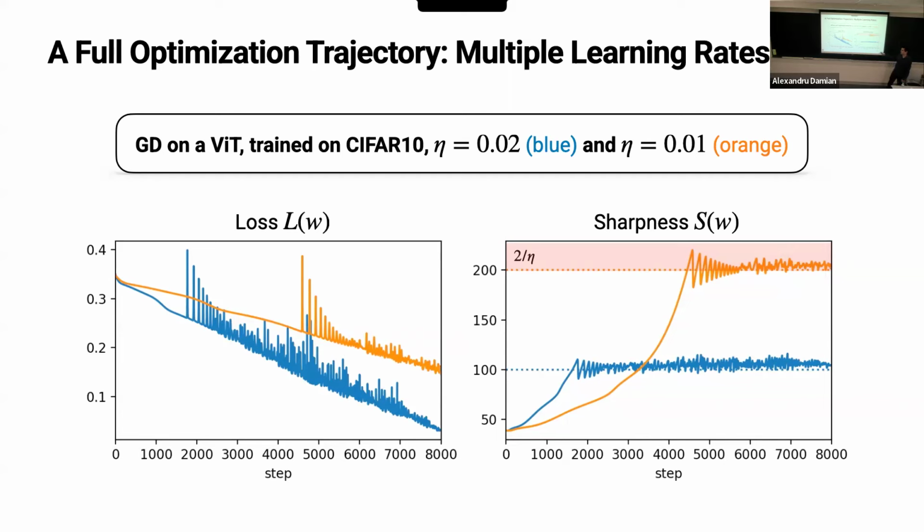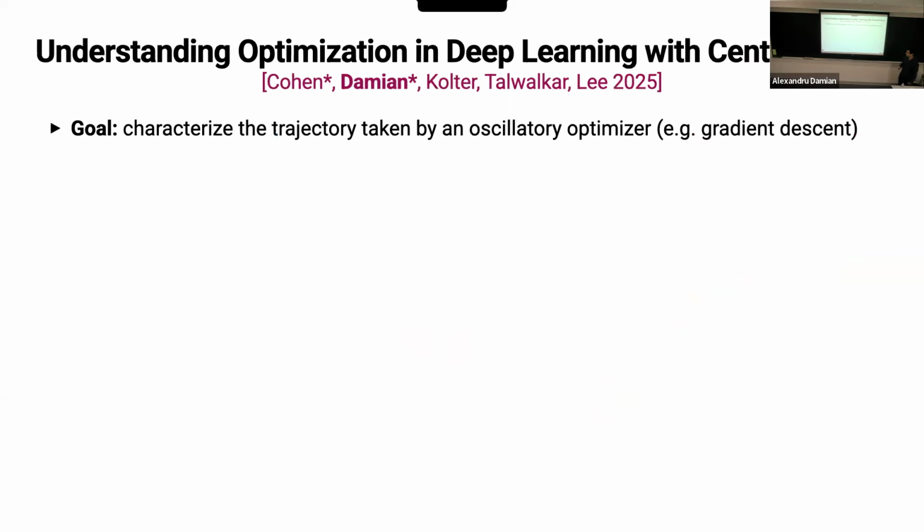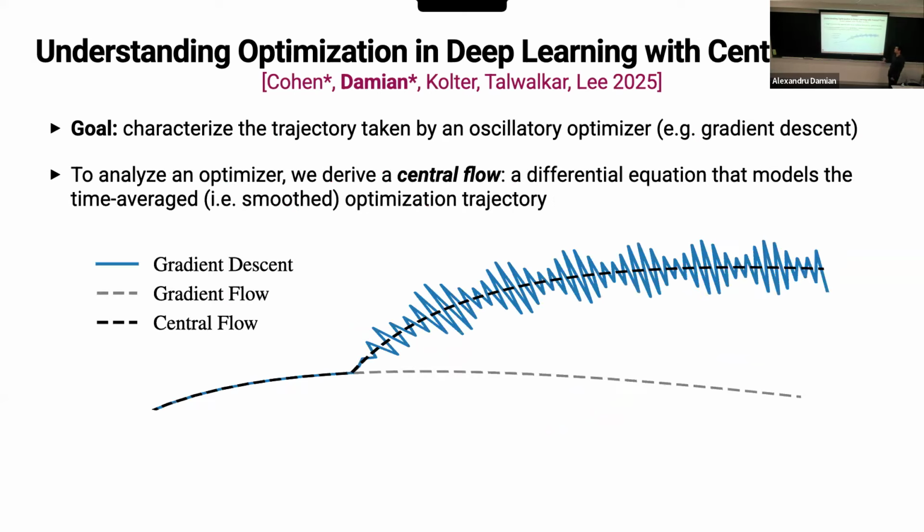So then the question is, what is happening in this crazy regime where the sharpness seems to be stabilizing around 2/eta, and then the loss continues to go down? So this is essentially the main point of the talk. I'm going to start by analyzing this for gradient descent, and then I'm going to describe how this extends to adaptive optimizers like Adam. So the goal of this talk is to characterize the trajectory taken by an oscillatory optimizer. And this is an optimizer that over short timescales is going through crazy oscillations in weight space, but over the long term, hopefully will follow some predictable trajectory.